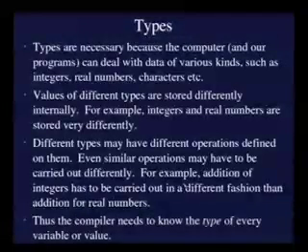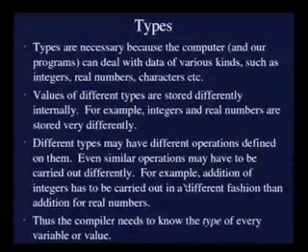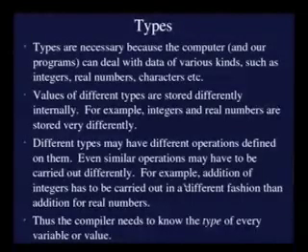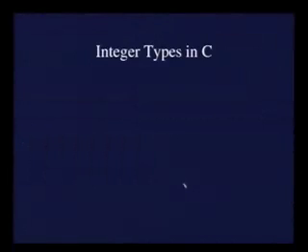and therefore the compiler needs to know the type of every variable or value that is being manipulated by the program. That is because it has to generate the right machine code to manipulate these values or the variables. So let's first discuss the integer types in C in more detail.